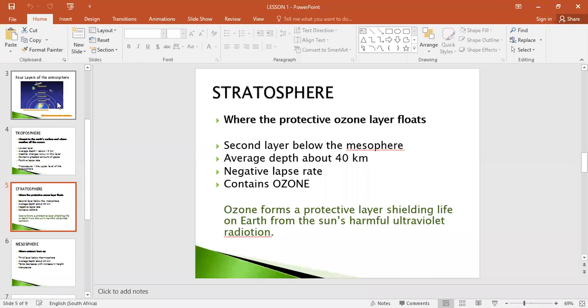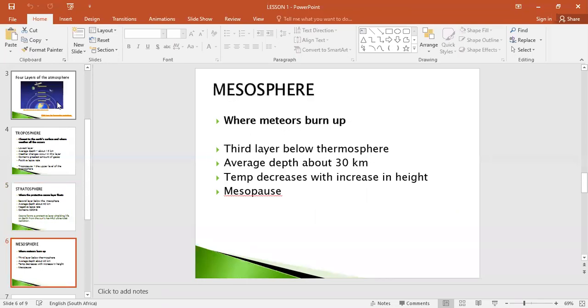Then the next one is the stratosphere, where the protective ozone layer floats. The stratosphere contains the ozone layer that protects us from dangerous UV rays that come from the sun. It is the second layer, below the mesosphere. Average depth is 40 kilometers. Negative lapse rate, contains ozone. Ozone forms a protective layer shielding life on Earth from the sun's harmful ultraviolet radiation. So if you don't have the ozone layer on Earth, people won't survive because of the heat that comes from the sun.